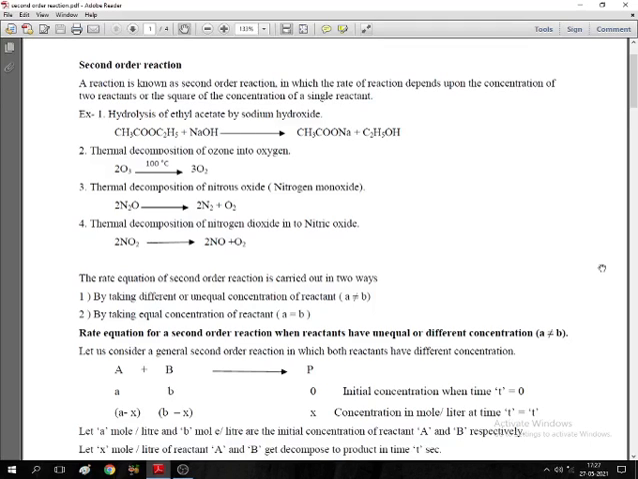Hello student, in this video we are going to learn second order reaction. We can define second order reaction in this way. A reaction is known as second order reaction in which the rate of the reaction depends upon the concentration of two reactants or the square of the concentration of a single reactant.